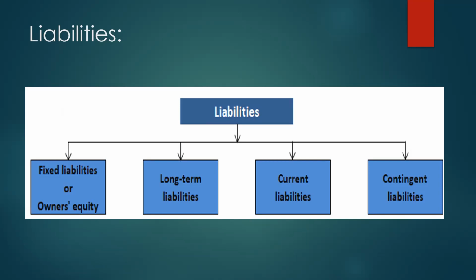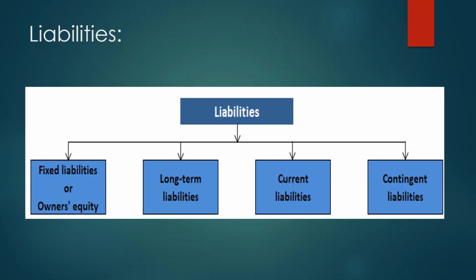And the third one is current liability. Current liability is nothing but the short term obligations payable within the next accounting period. The accounting period means 1st April to the 31st March, and these are payable within a very short period. Very short period means within 1 or 2 months. Examples of current liabilities are bills payable, sundry creditors, and bank overdraft, etc.